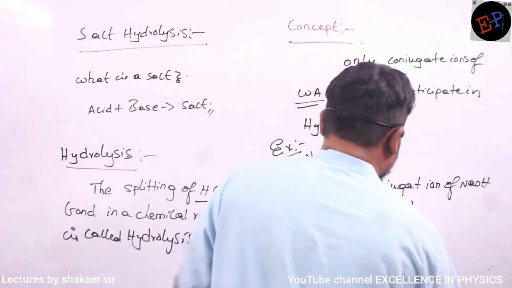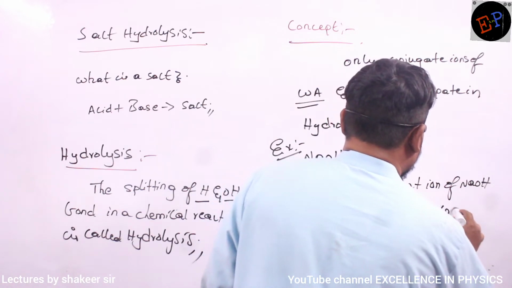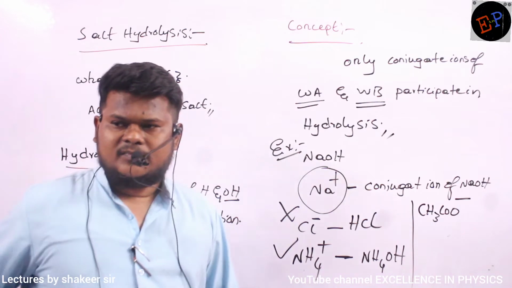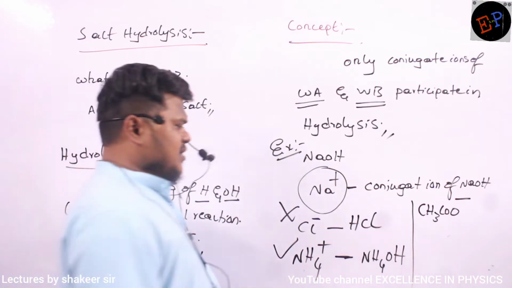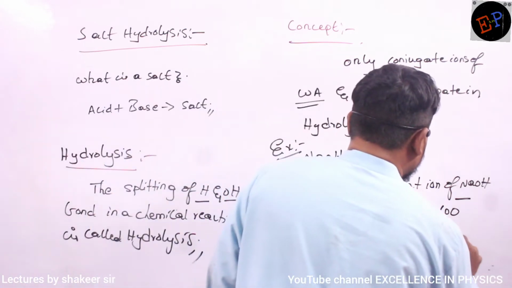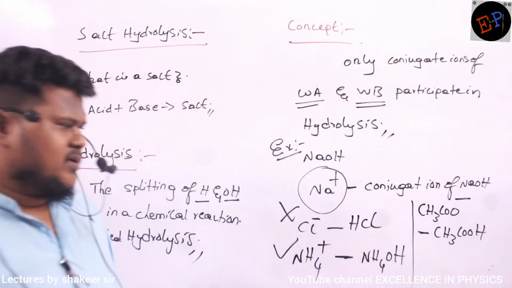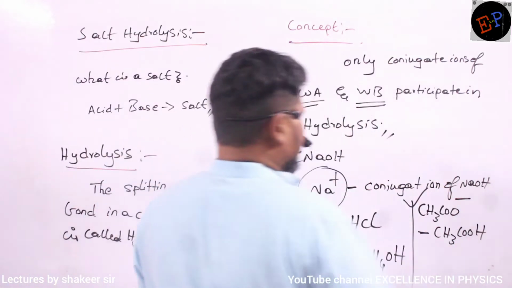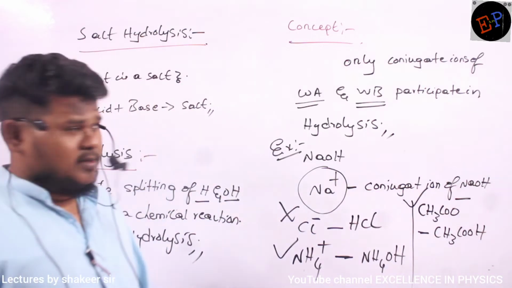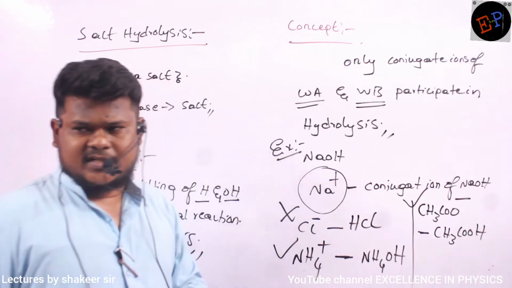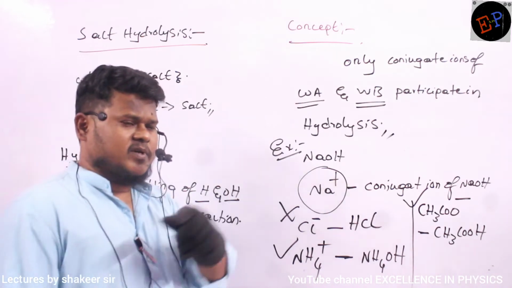If I take one more example, CH3COO minus, does it participate in hydrolysis or not? It participates. Why? Because this is the conjugate ion of which acid? CH3COOH, which is a weak acid. So definitely this one participates in hydrolysis. Are you able to understand? So this identification of which conjugate ion participates in hydrolysis or not is very important.